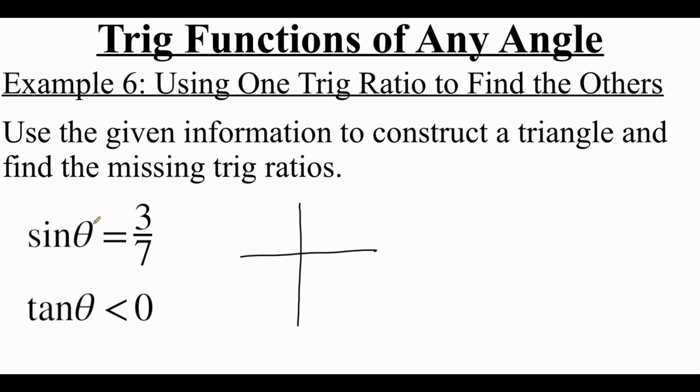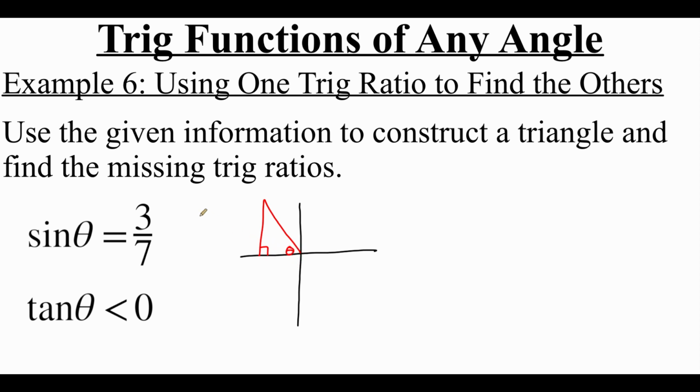Now we're given a positive sine value, and the sine is positive on the top of our coordinate grid since the y values are positive up there. We're told that the tangent is negative, and the tangent is negative in the second and in the fourth quadrant. So the overlap between these two sets of information tells me that my angle needs to be in the second quadrant.